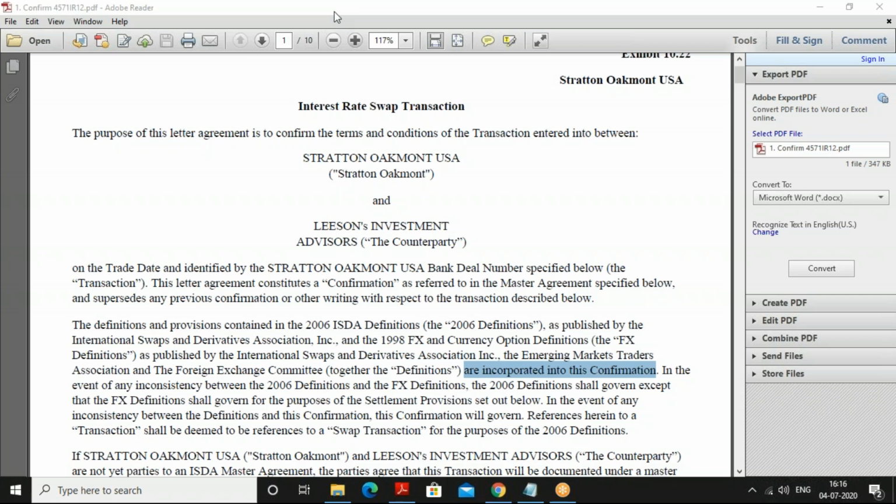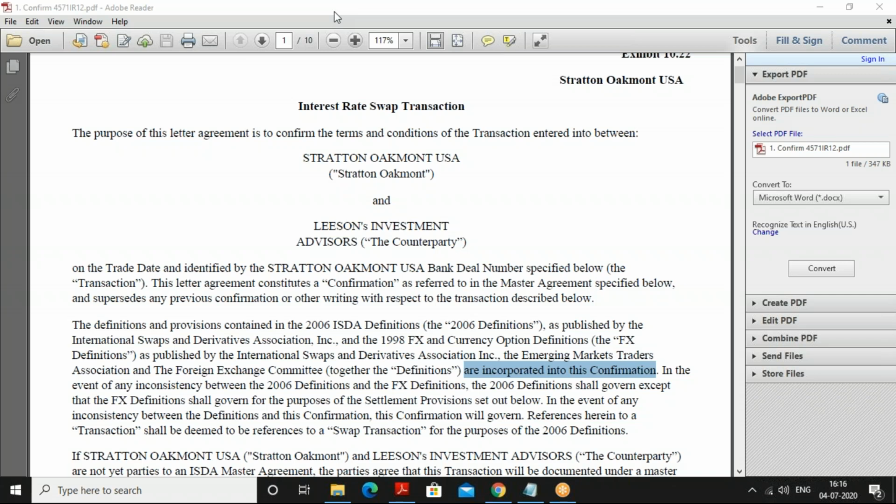So essentially what they're saying is that the terms and conditions of the 2006 definitions, the FX definitions, the Emerging Market Traders Association, and the Foreign Exchange Committee, all their terms and conditions are in this confirmation. It's referring to that without telling you what they are. Now look at the next line: in the event of any inconsistency between the 2006 definition and the FX definition, the 2006 definition shall govern.